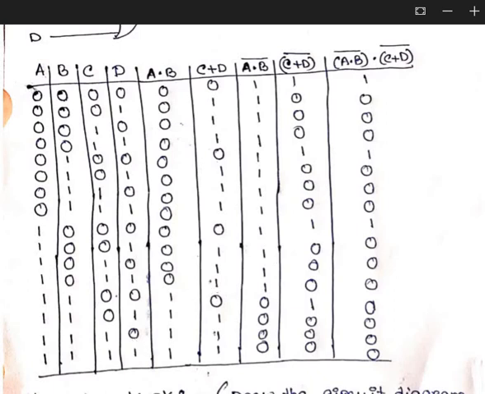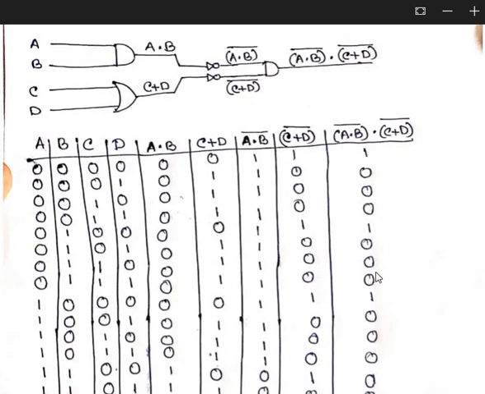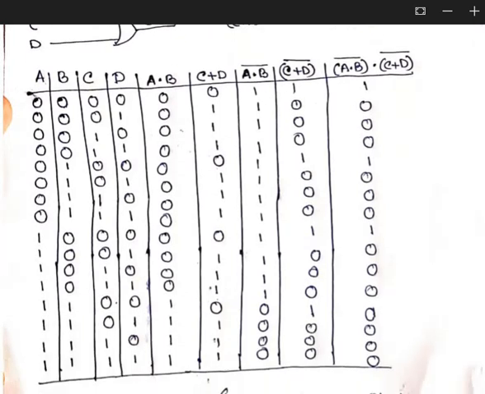I have written. Now the next part, what I have to do? I have to calculate A into B. I have calculated A into B. I have to calculate C plus D. I have calculated C plus D. Then after I have to calculate A into B whole bar, which I have calculated. Then I have to calculate C plus D whole bar. I have calculated. Then I have to multiply these two. I think you can do this by yourself.